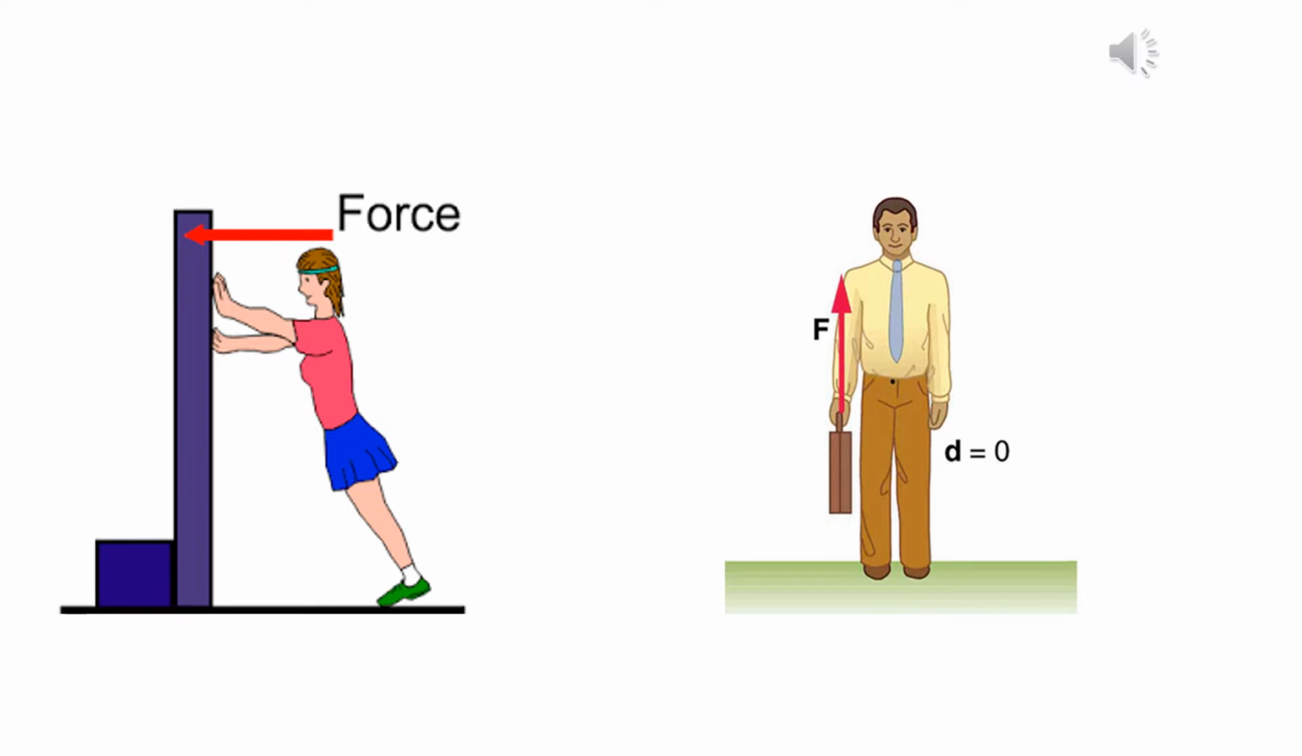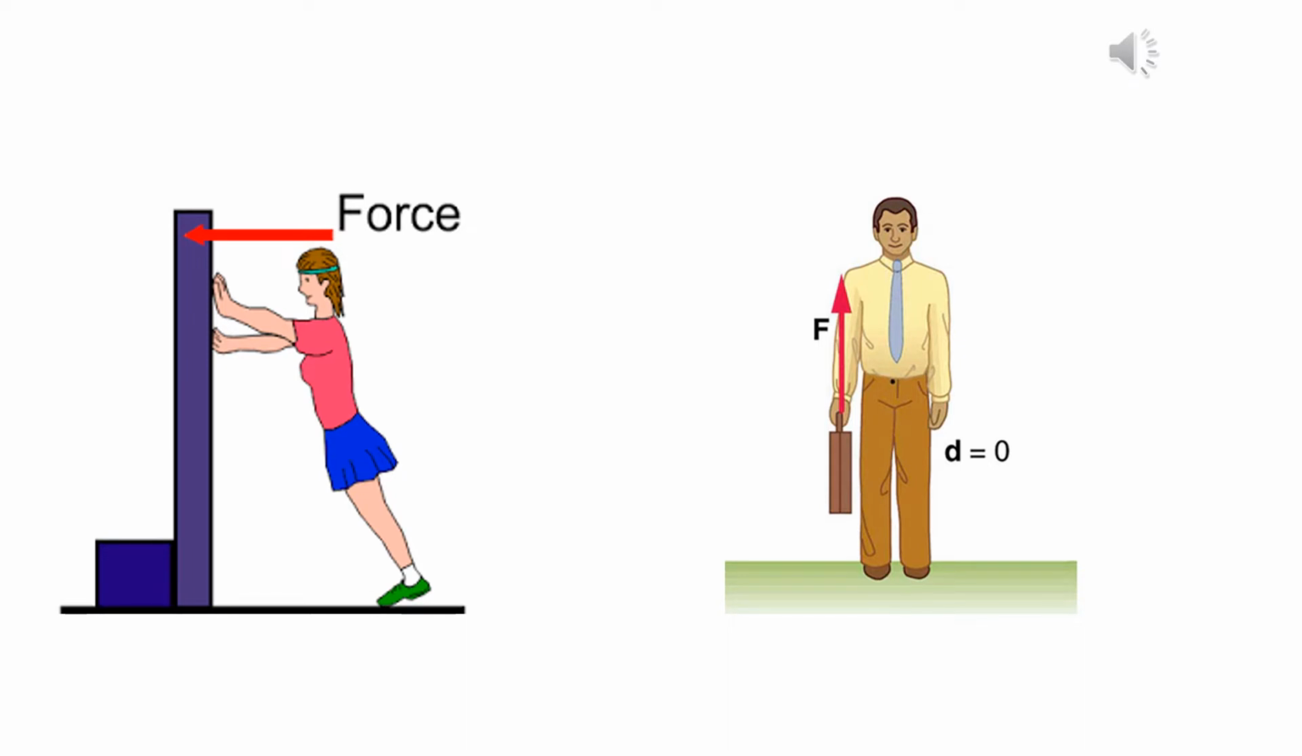Now in the second example, the man is holding the briefcase in his hand. So the force is applied in the direction of his hand because he is holding the briefcase, but he is standing in a single position and he is not moving. So the displacement or the change in position of the briefcase is zero. So here also the man is not doing any work in the physics sense.